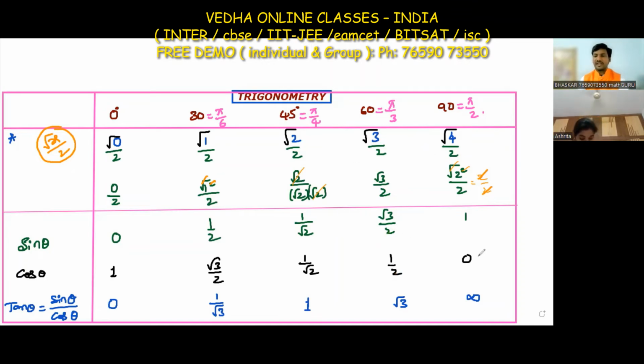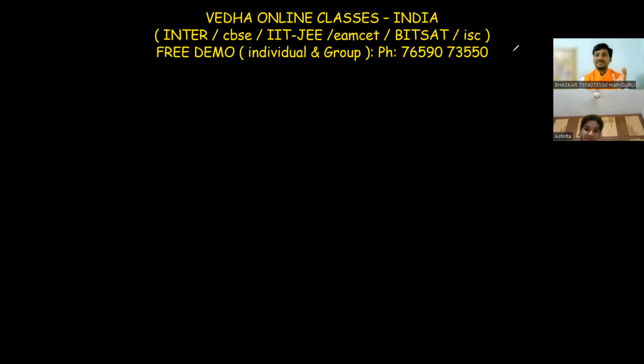Okay, next, tan 90 cannot be defined. Something by 0, 1 by 0 is not defined. It is infinity. So these are the values, and the same values we can also find by using another method, another concept. Once we'll discuss the other way.